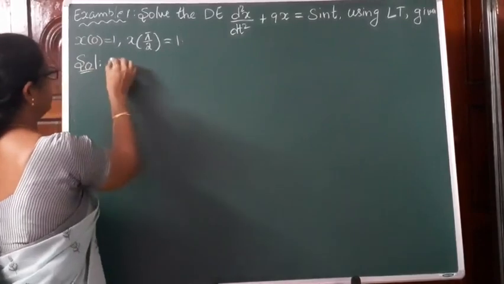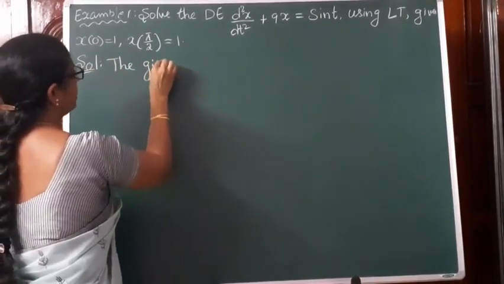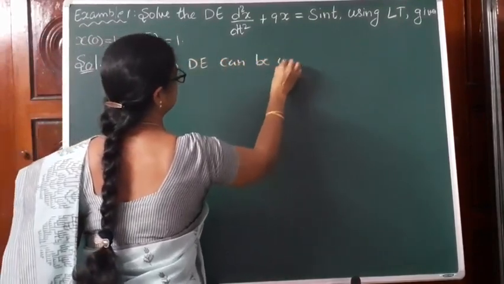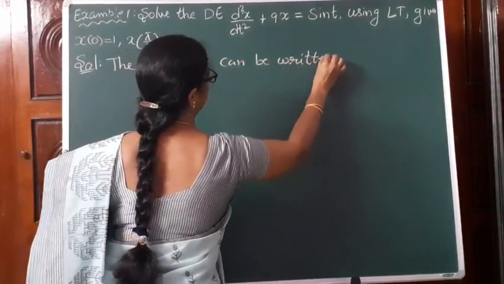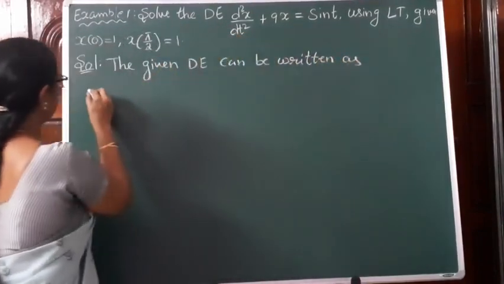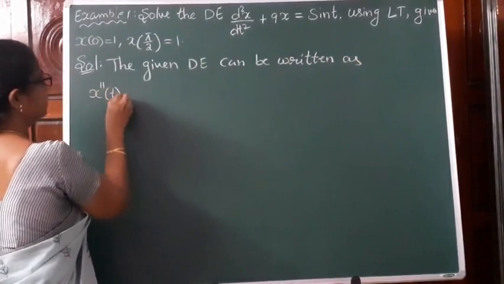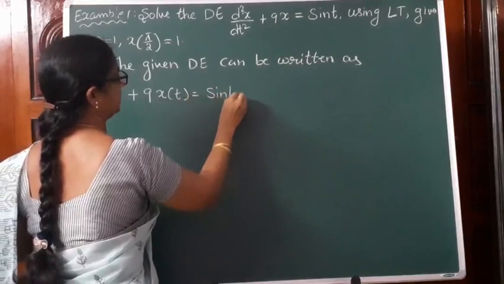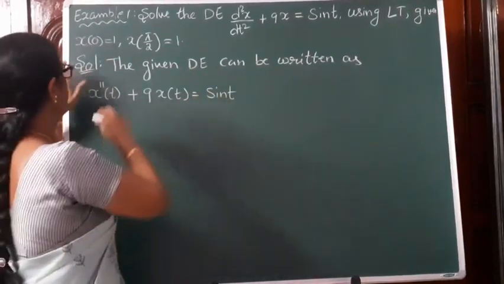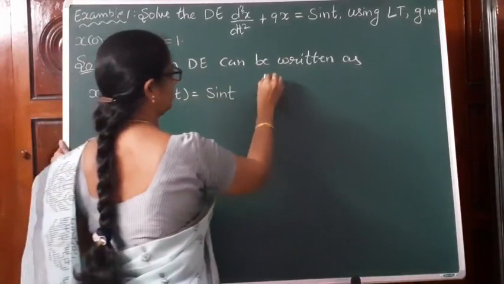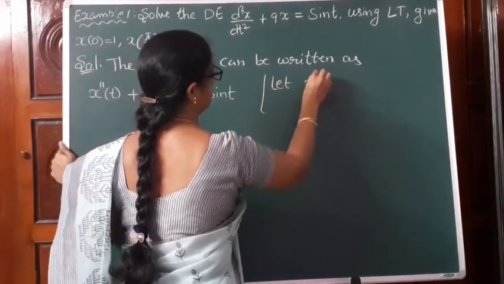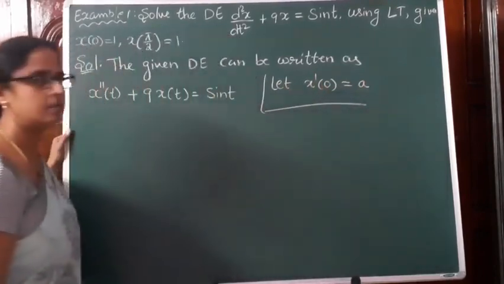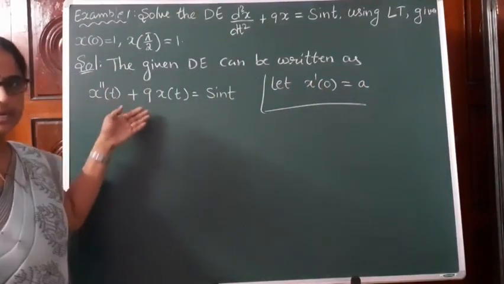So first take the given differential equation. The given differential equation can be written as x double dash of t plus 9 into x of t is equal to sin t. Now x of 0 is given, but we assume here x dash of 0 as say some a, that x dash of 0 is equal to a. Now we proceed in the similar way.